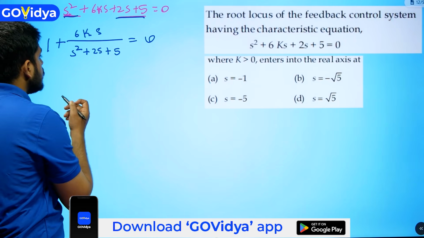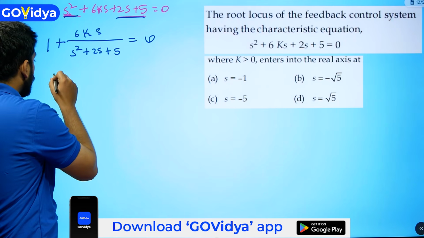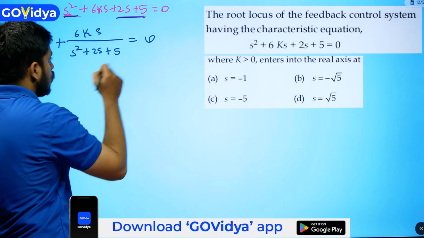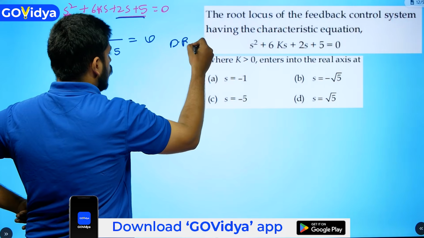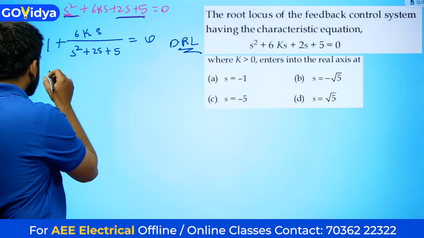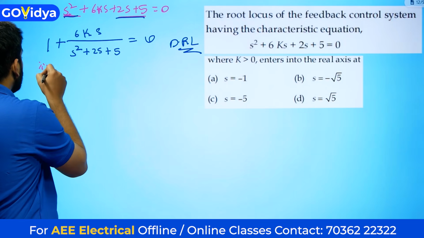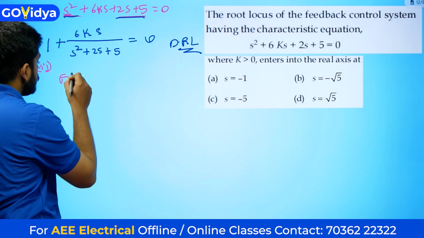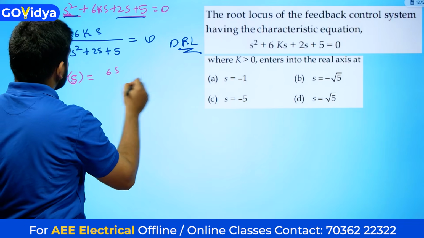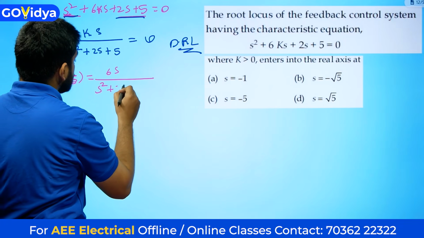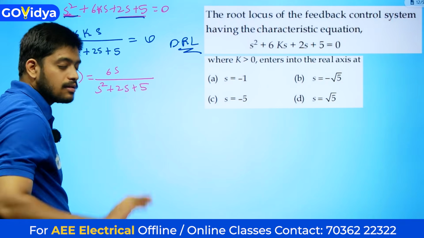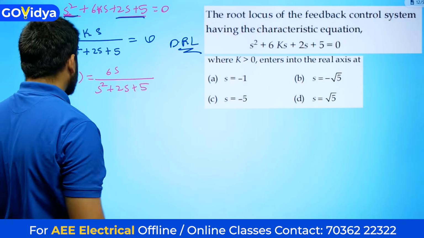What is my f of s here? We get 1 plus f of s is equal to 0, so it will be DRL only, because all s coefficients are positive. Next, second step is from f of s. What is my f of s? F of s is equal to 6s by s square plus 2s plus 5. 6 is my gain here. There is nothing to do with this point, it is just a transfer function.